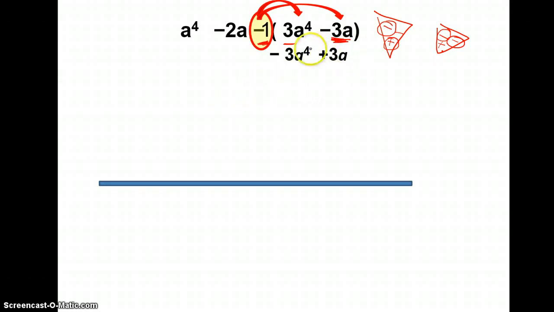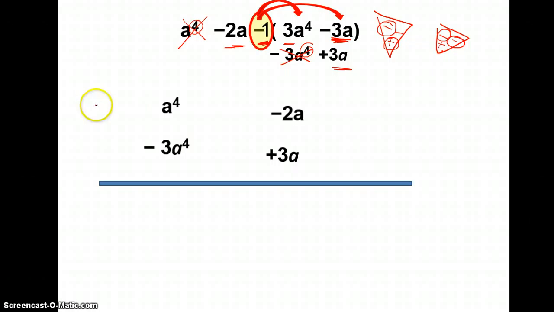Now I can group things together. Again, I'm going to start with the highest degree. All right, that's a to the 4th. They'll go together. That a to the 4th, that's done. -3a to the 4th, that's done. And these a's are going to go together. That's negative 2a, positive 3a.